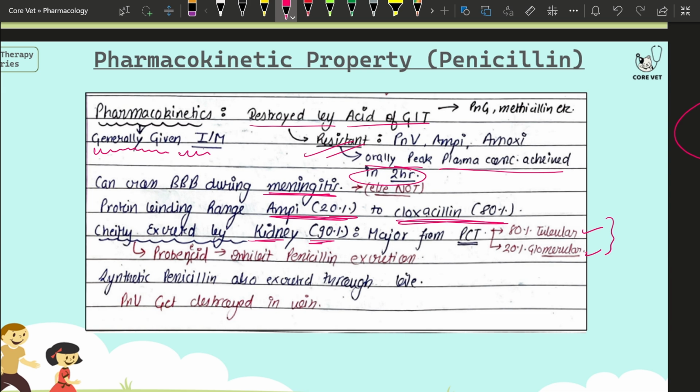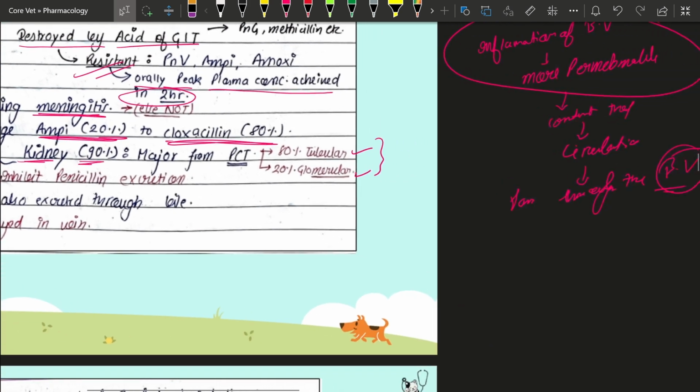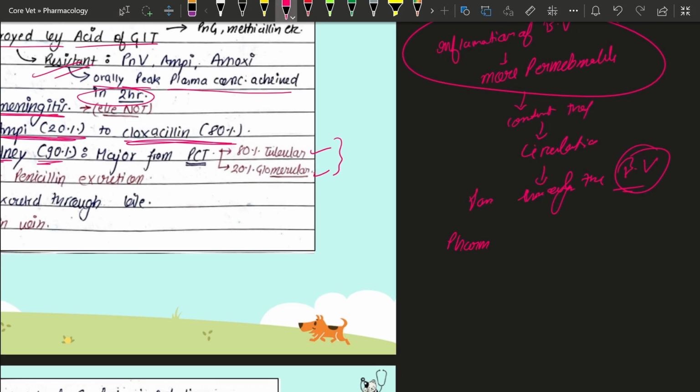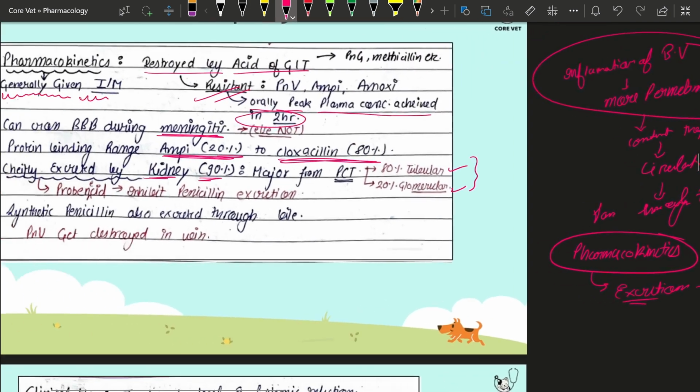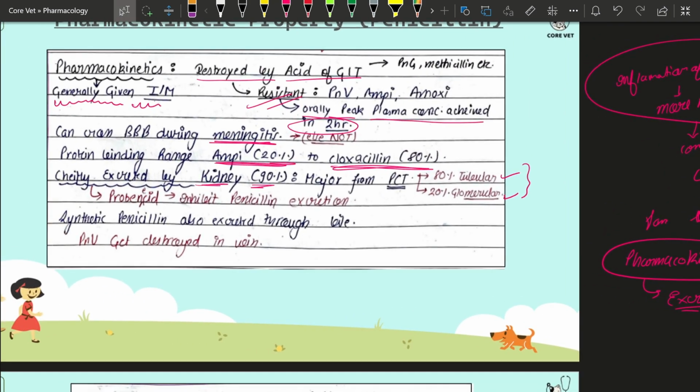You had studied probenecid, I guess, in your pharmacokinetics, when you studied the excretion part in ADME: absorption, distribution, metabolism, and the last, excretion. The function of probenecid is that it acts on the tubule and reduces the excretion of penicillin. So obviously the half-life of penicillin is going to increase.